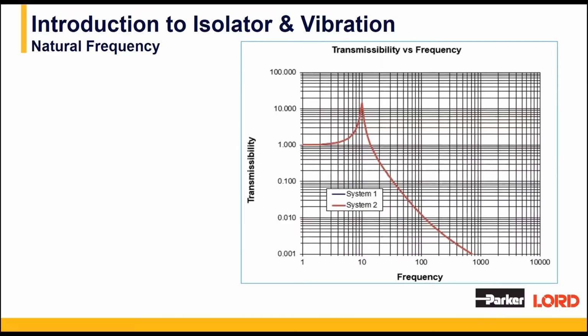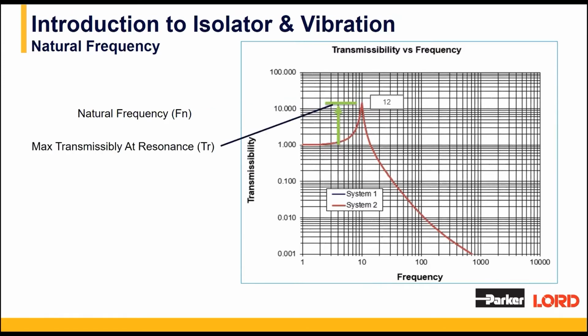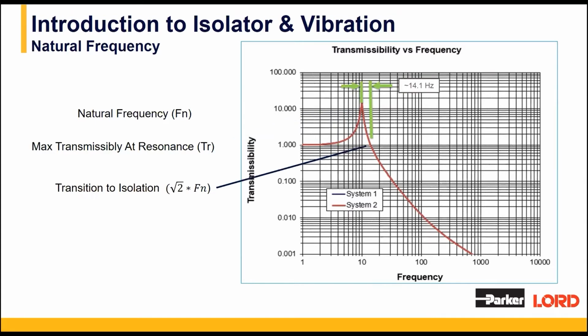On the right-hand side, we have a graph of a transmissibility curve. On the x-axis, we have frequency. On the y-axis, we have transmissibility. Transmissibility curve has a natural frequency of 10 Hz, and the maximum transmissibility at resonance is 12. The other characteristic of interest is the relationship between the natural frequency and the frequency at which it transitions into isolation, which is typically a factor of square root of 2 times the natural frequency.